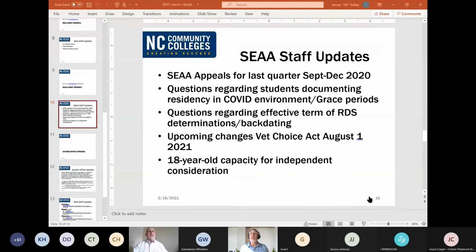Correct. If they're in state, it's not going to matter. Right. But from RDS, we receive a classification of out of state for that veteran. Is that correct? Correct.